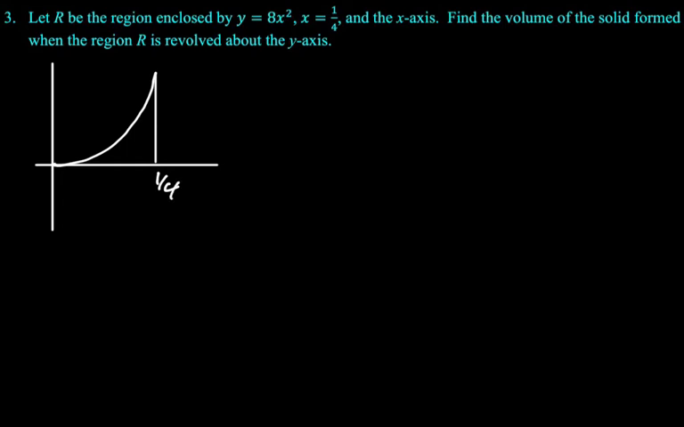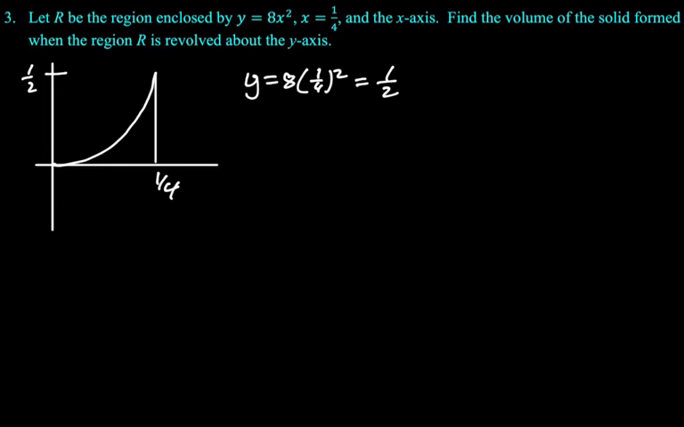I do need to know what happens when x is 1/4, what is y equal to, right? So y is going to be 8 times (1/4) squared, or 8 over 16, which is 1/2. So this point where they intersect is at (1/4, 1/2).